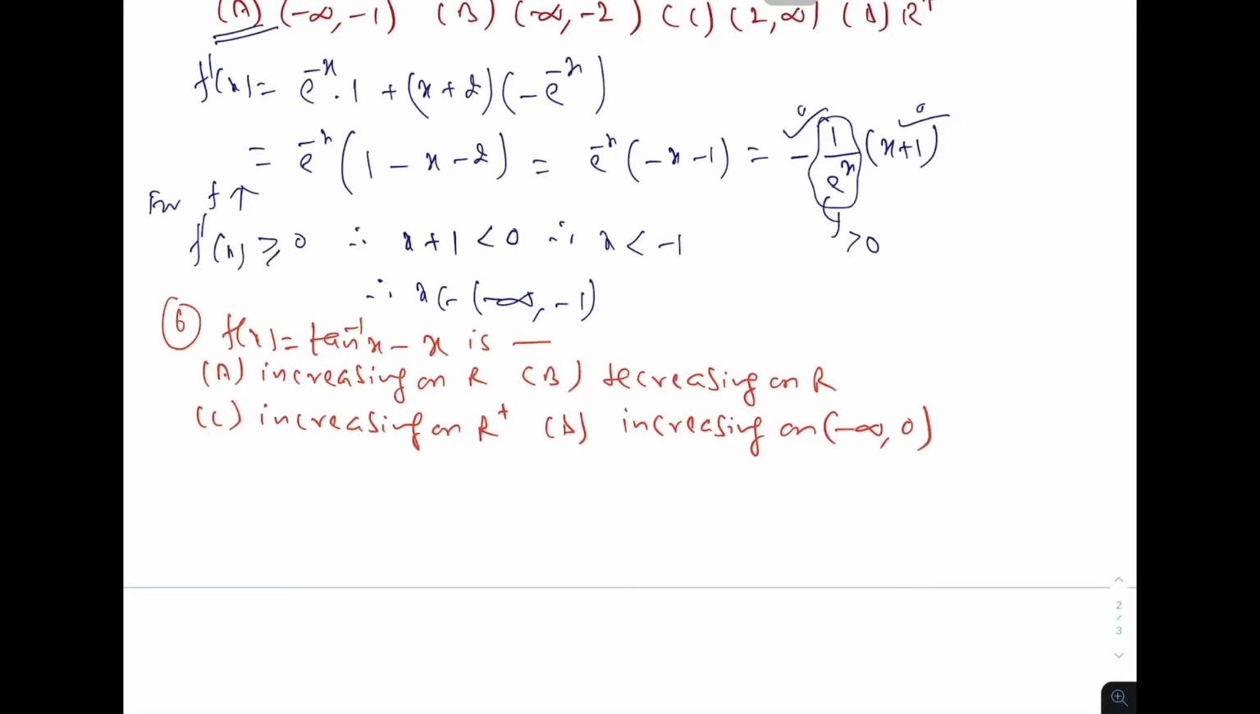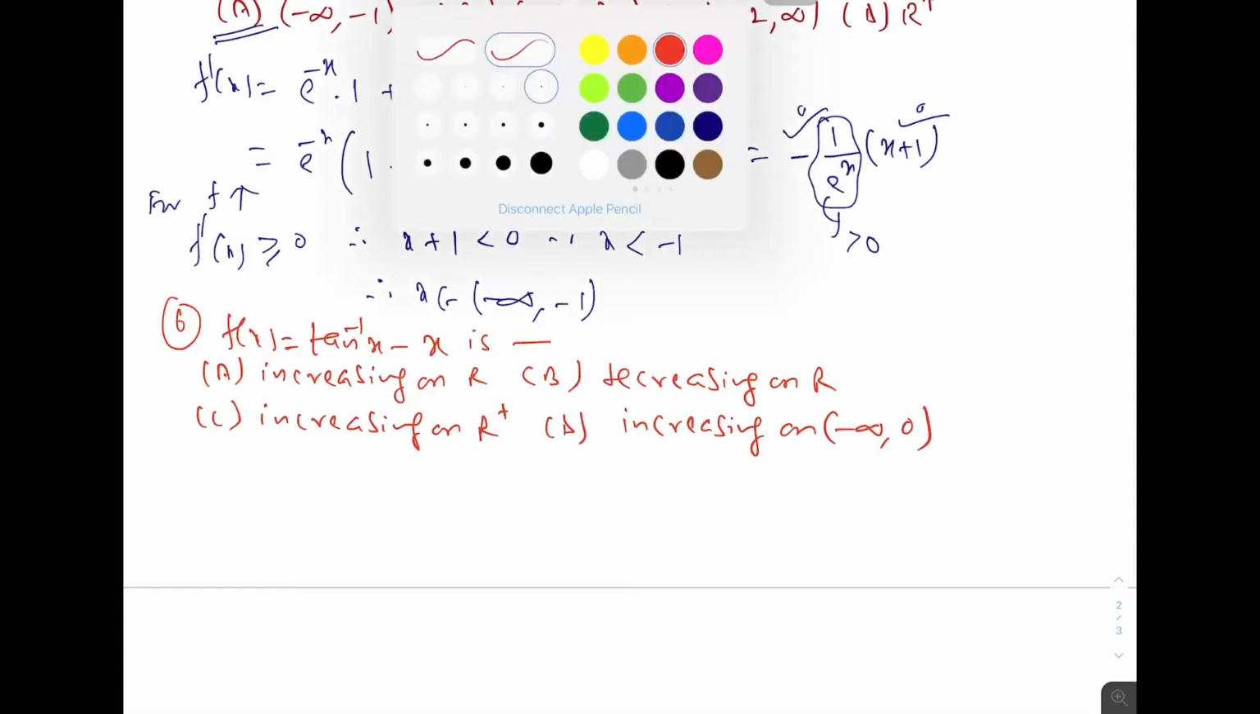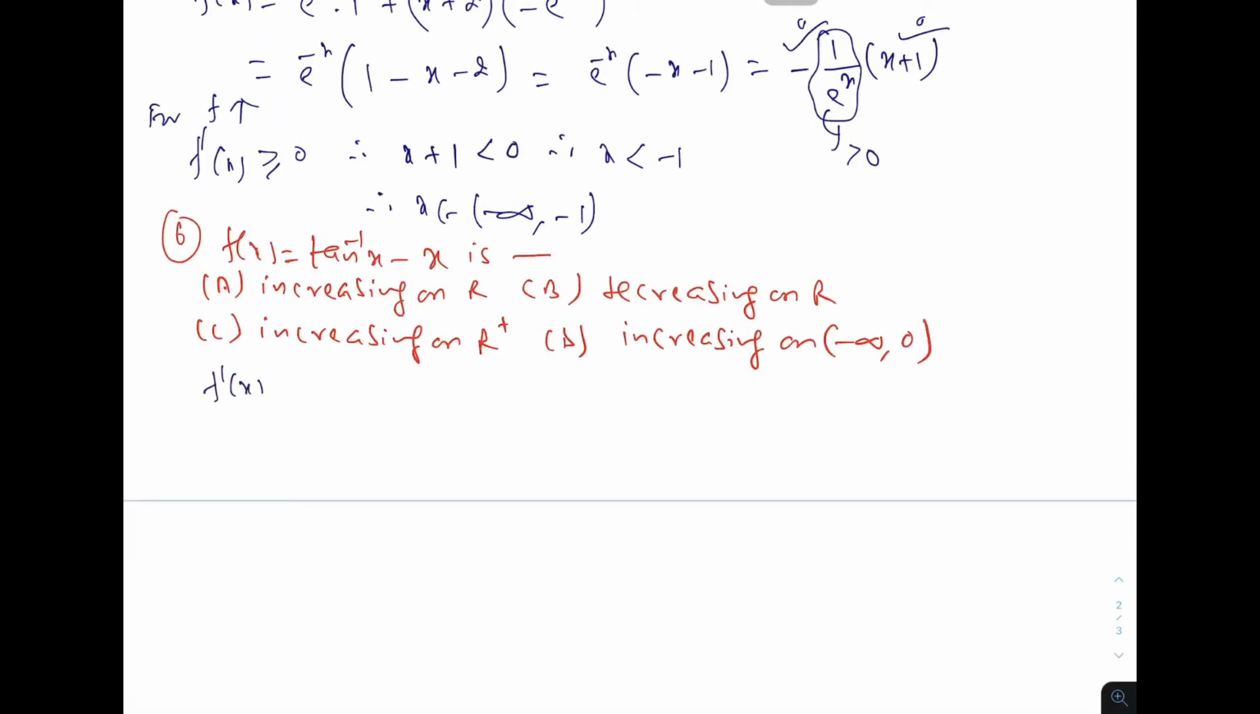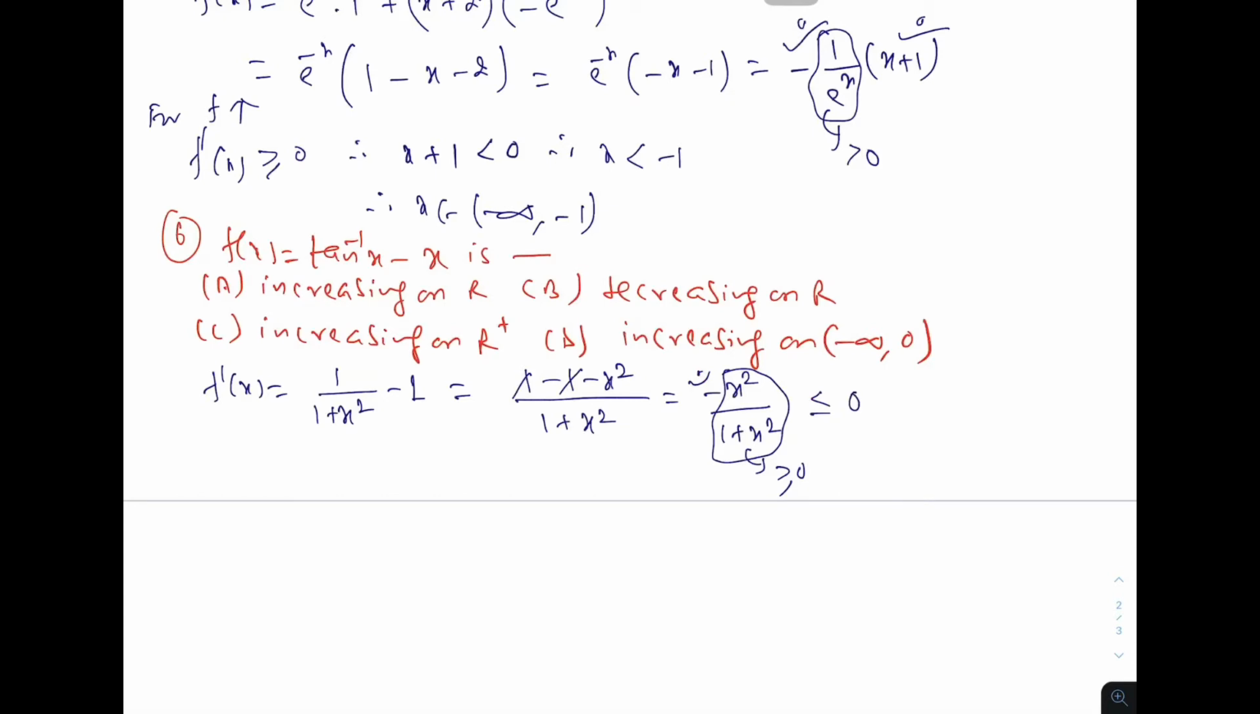So here let us take the derivative. The derivative of tan inverse is 1 over 1 plus x square. This is minus 1. So now LCM is 1 plus x square. So this is 1 minus 1 minus x square, so this is minus of x square over 1 plus x square. This part is always greater than or equal to 0. So due to the negative sign, this is always less than or equal to 0, and therefore f is decreasing on R. So here option B is there.